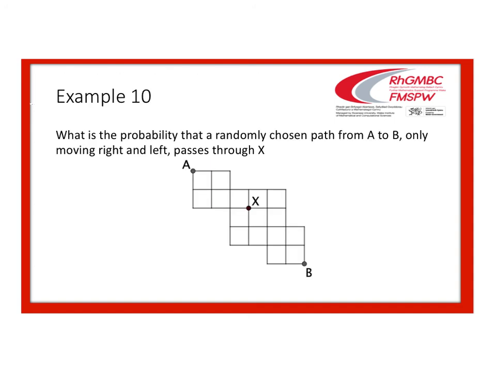So this is our final problem. What we're being asked here, you're given a path or a graph, and it's asking what is the probability that a random path chosen from A to B, only moving right and left, passes through the point X. So what I want you to do is have a go at this problem using the theory that we've discussed. And then once you're ready to see the solution, press play on the video.